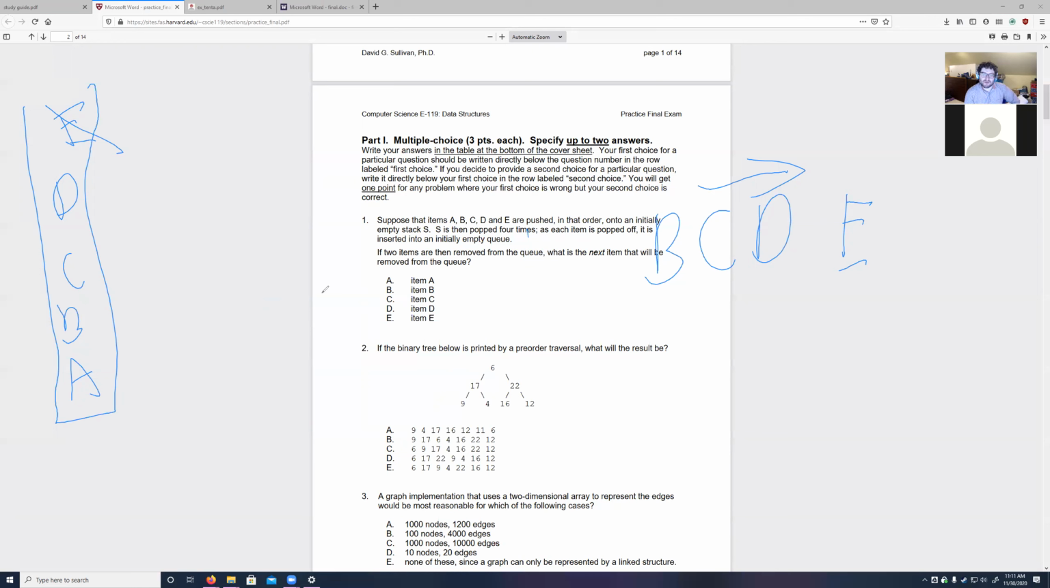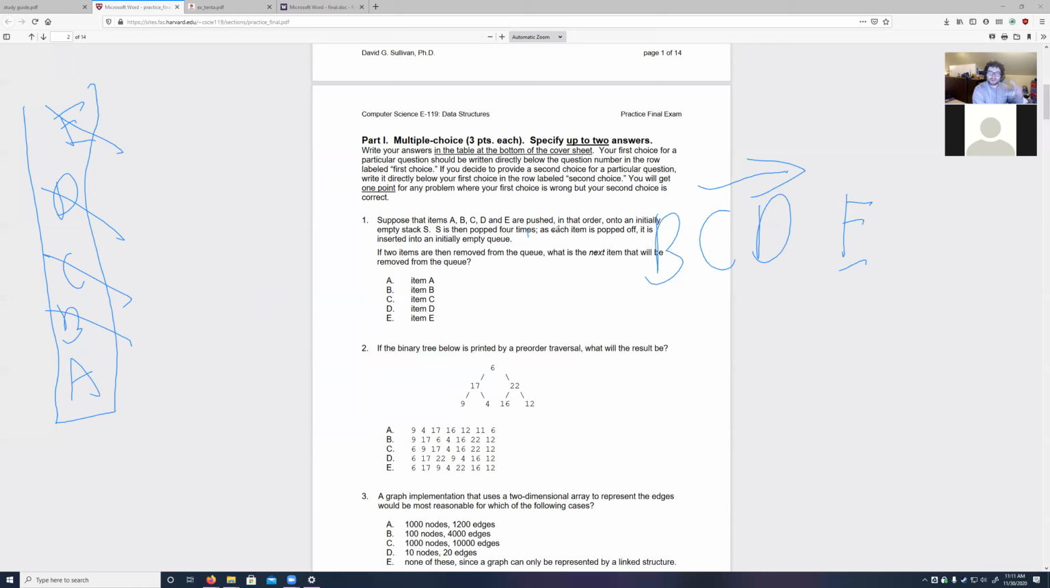So we've dequeued those items. A is the only thing left in the stack, since we've popped those 4 items. Every item is popped off and inserted into an initially empty queue.